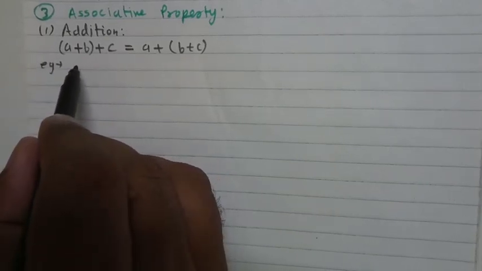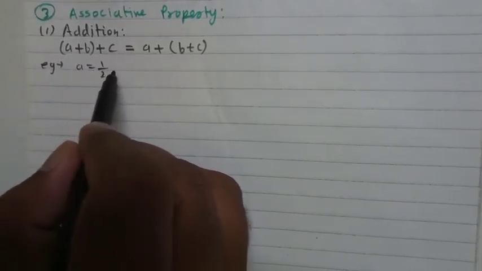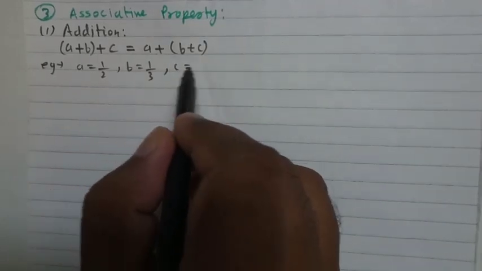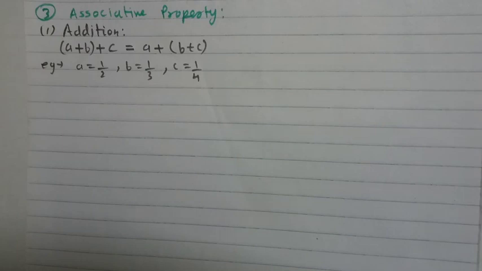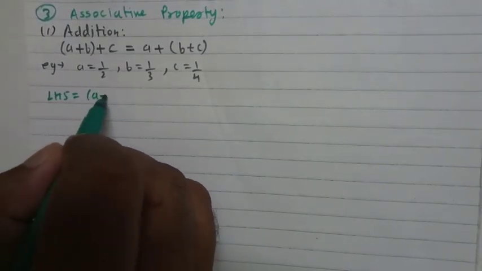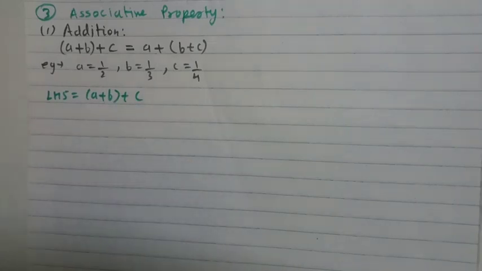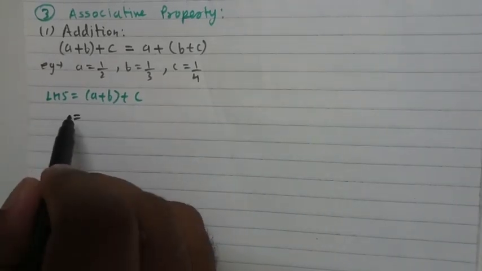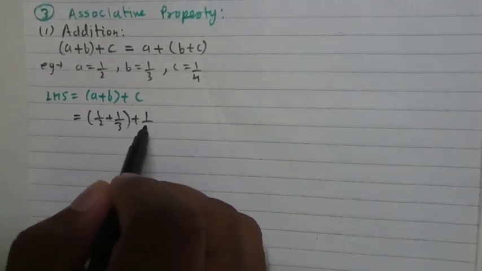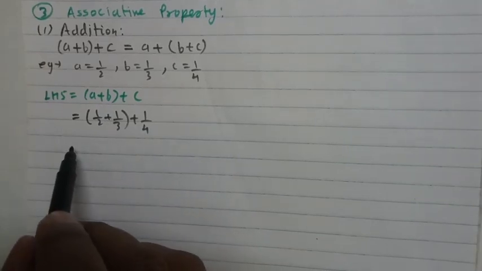Okay, so we can go with this example. I can take a as 1 by 2, b as 1 by 3, and c as 1 by 4. Let me take this. Okay, so let me go with the left hand side. So what is the left hand side? Left hand side says a plus b plus c. So now substitute the given values. A is given as 1 by 2, b is given as 1 by 3, and c is given as 1 by 4.